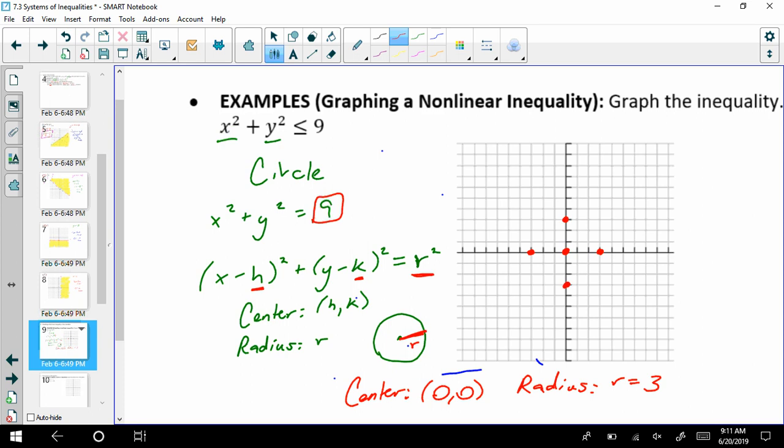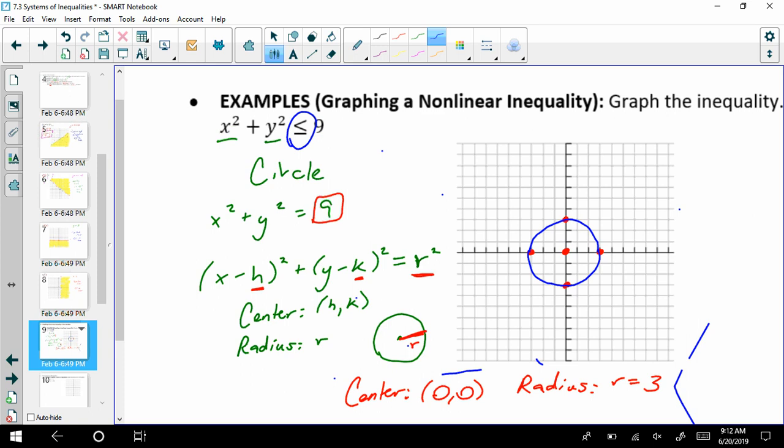We're ready to draw in the circle. Will this circle be solid or dashed? Well, because I have the equal to bar, it's going to be a solid circle. So do your best here. Ooh, that's not too bad. We have our circle. The last step is to figure out the shading.